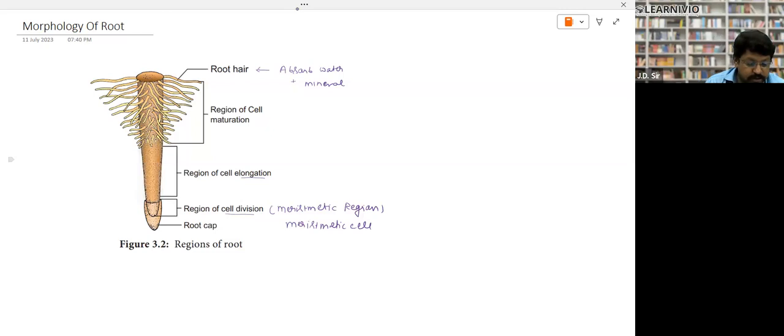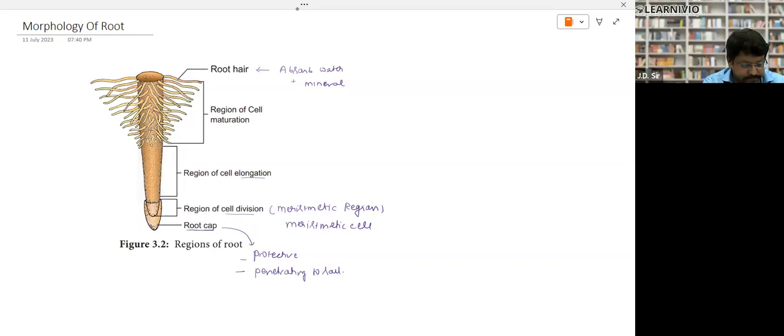To protect these soft cells, there is the root cap, which is found at the tip. It is protective, and it helps in penetrating into the soil. So that is the morphology of root.